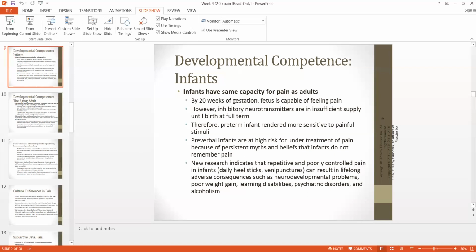Preverbal infants are at high risk for undertreatment because they all cry. They all cry. And yet we have to determine from this cry and their other behaviors if they're in pain. And we talk about that further on in the slides. And again, this talks about these daily heel sticks and venipunctures.